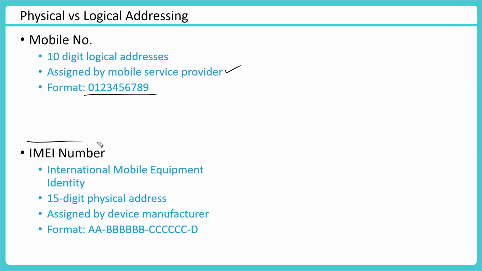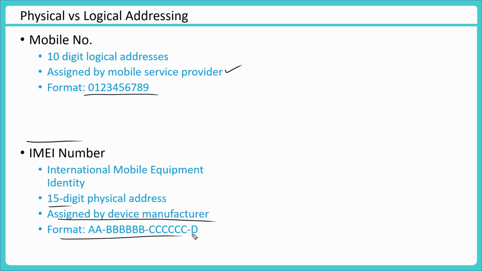That is called the IMEI number. It is International Mobile Equipment Identity. This is the physical address which is 15 digits and it is assigned by the device manufacturer. The time the mobile is created or manufactured, that time it is embedded into the system. It is like a fingerprint. You have a kid, you can name him or her anything, but the fingerprint is there which you cannot change. Name can be changed. Similarly, physical addresses are embedded into the system for identification and for other purposes.